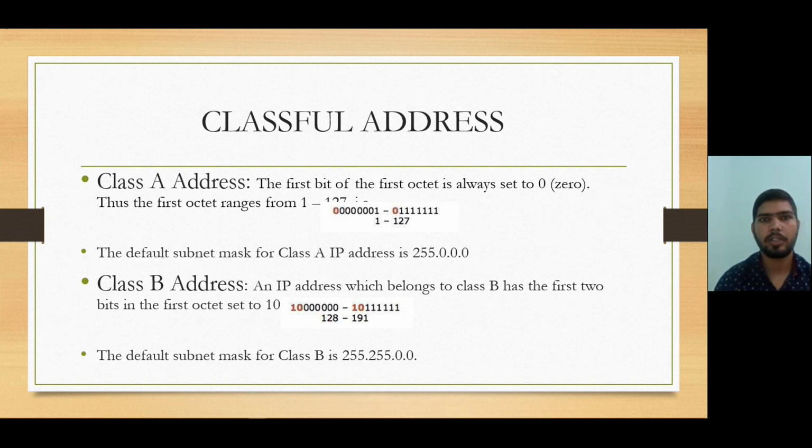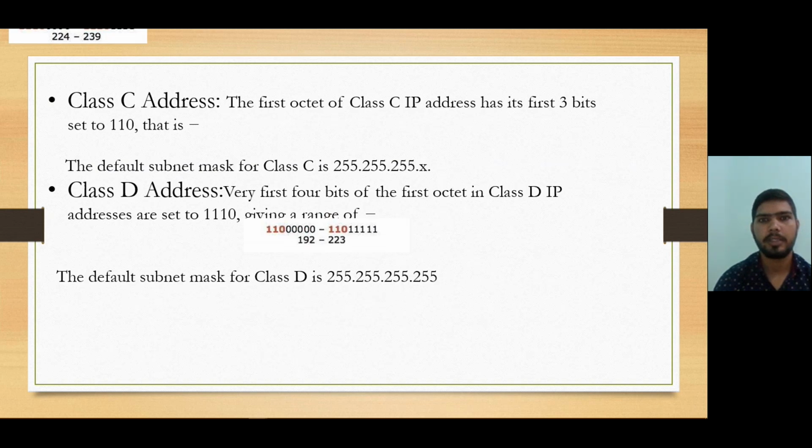And class C address. The first octet of a class C IP address has its first 3 bits set to 110, that is 224 to 239. The default subnet mask for class C is 255.255.255.x.